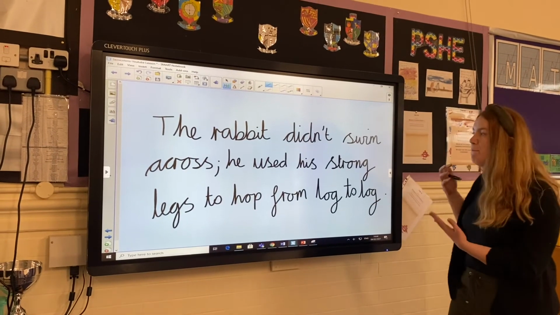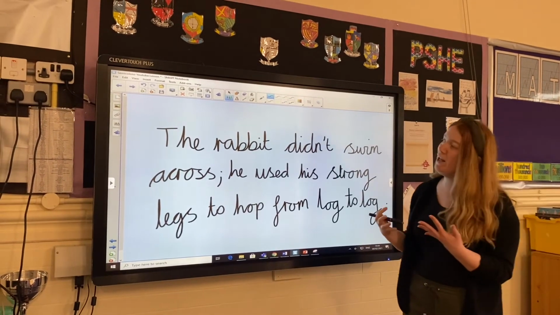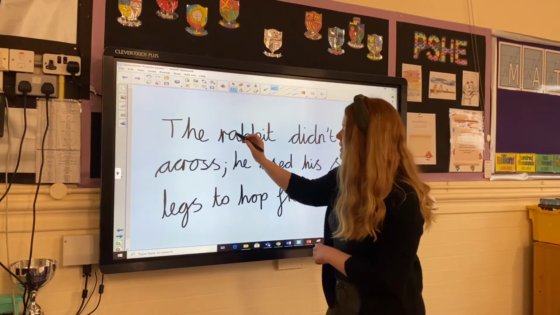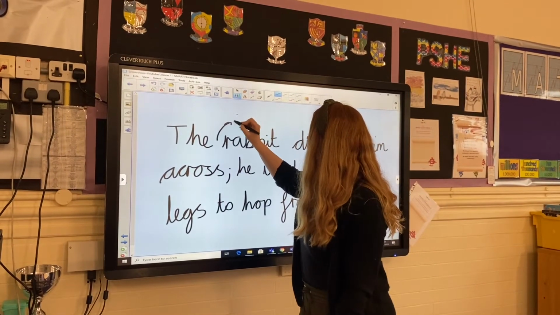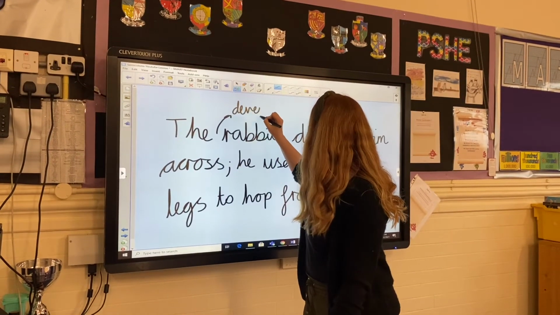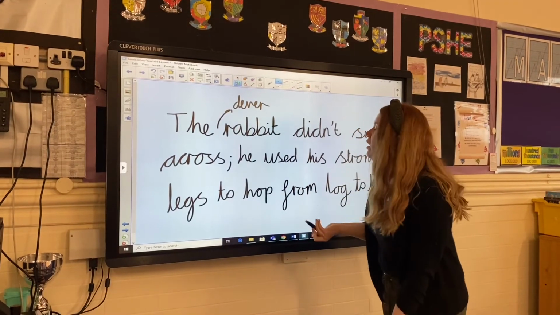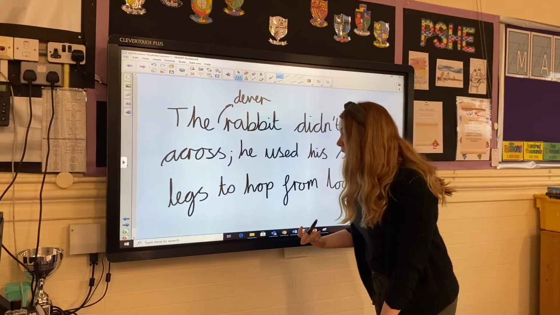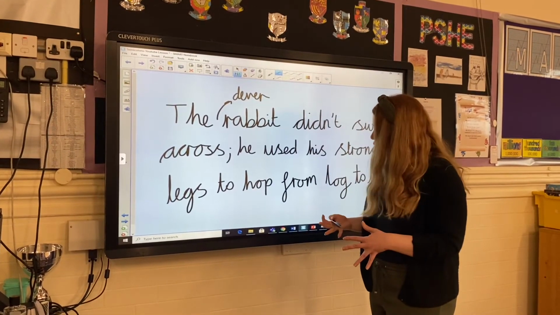Now obviously that's quite a basic sentence. I could try and up-level it, or maybe turn this into a noun phrase. Maybe I could call it the clever rabbit. And I could maybe describe how they hop by using an adverb, so like swiftly hop or quickly hop.